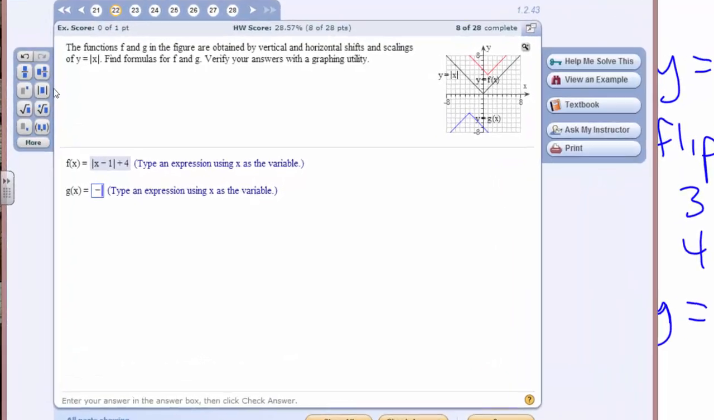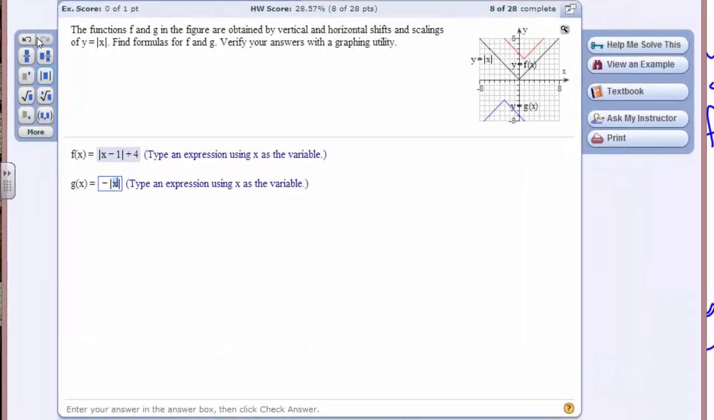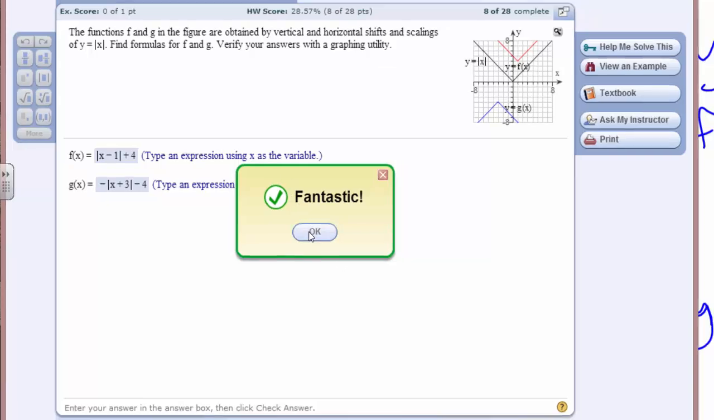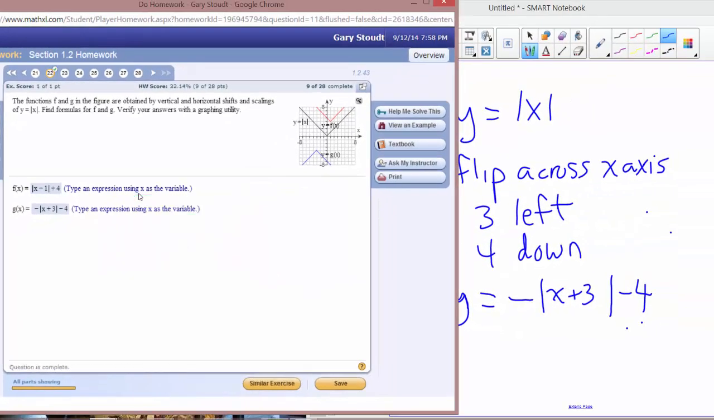So, negative, use the palette, absolute value, x plus 3, and minus 4. Okay. Now, by the way, before you click check answer, if you wanted to, you could graph your guess or your answer and see if it comes out looking like the graph on the screen. So that is shifting, flipping, and scaling. And again, a review is on page 21.